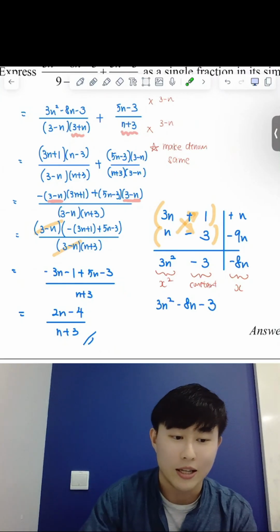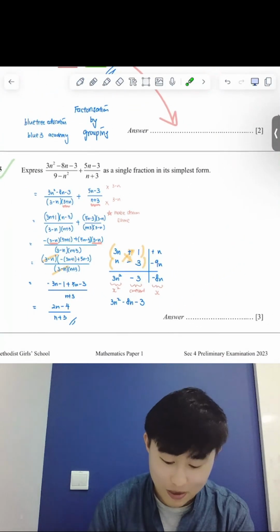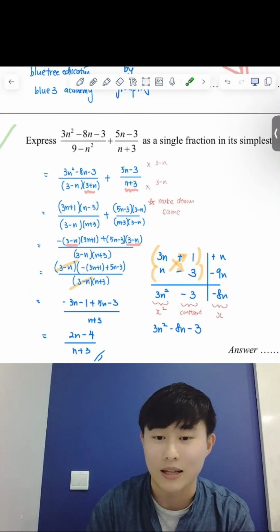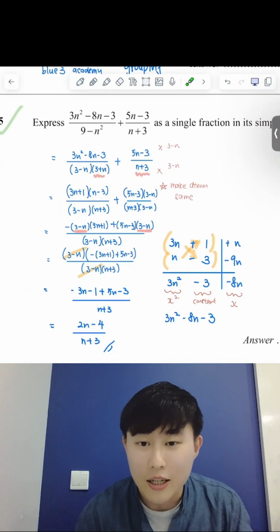Wow, I spent so much time on this question. This question is 3 marks worth. Please go and get it. This one is like 3 marks in your paper.